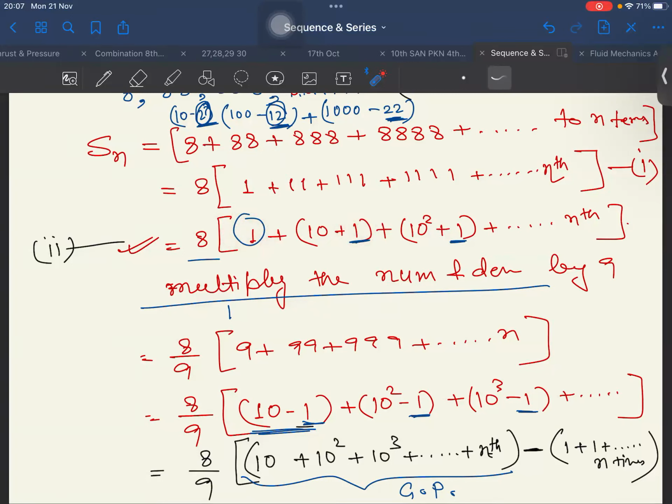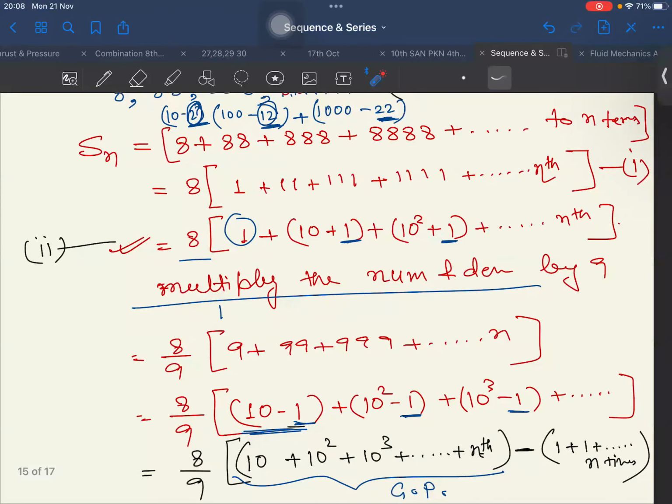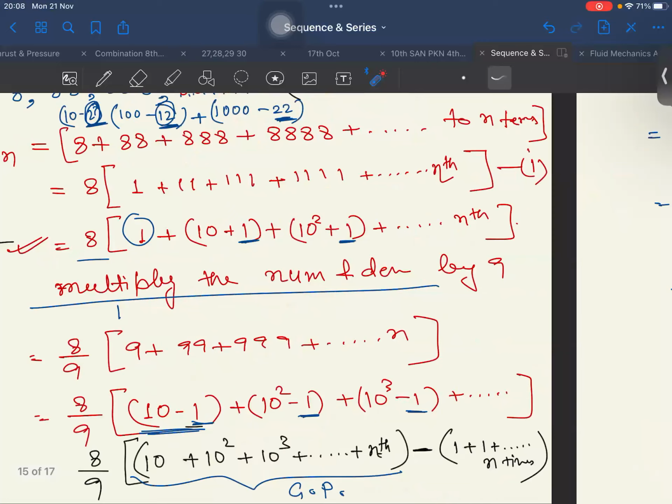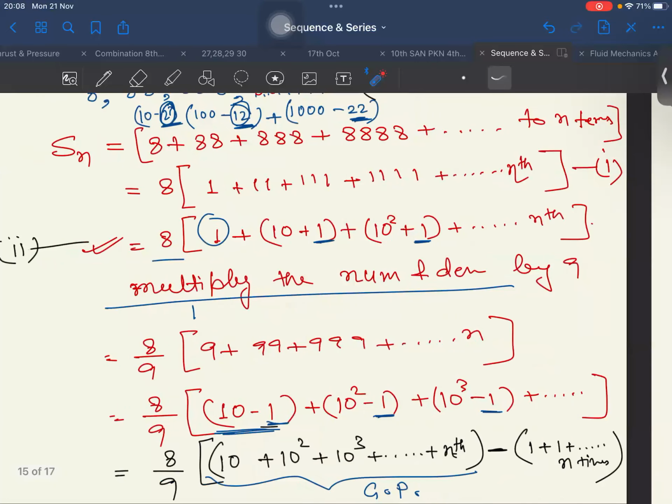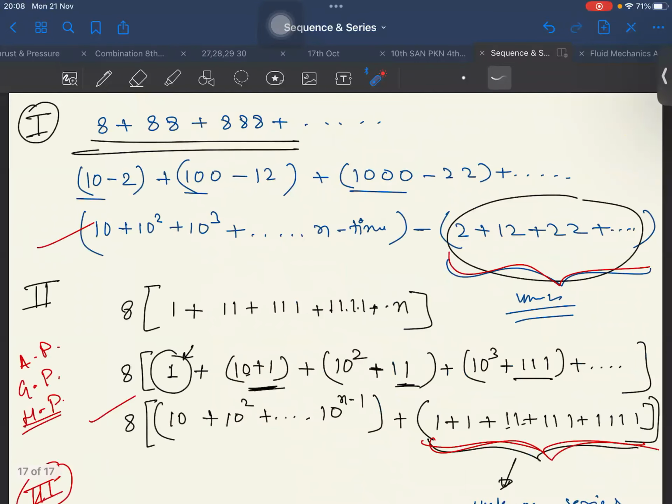Understood or not? Yes, sir. Divya, do you have any other doubts in this? No, sir. I understood. Understood now why we are doing it? Yes, sir, just because we know how to add these, but we don't know how to add these and these.